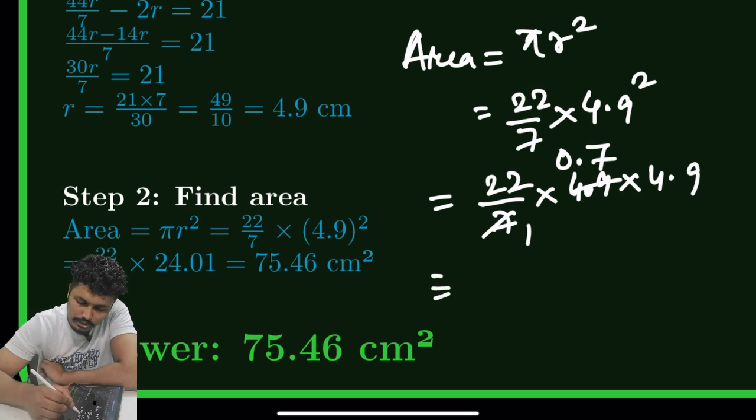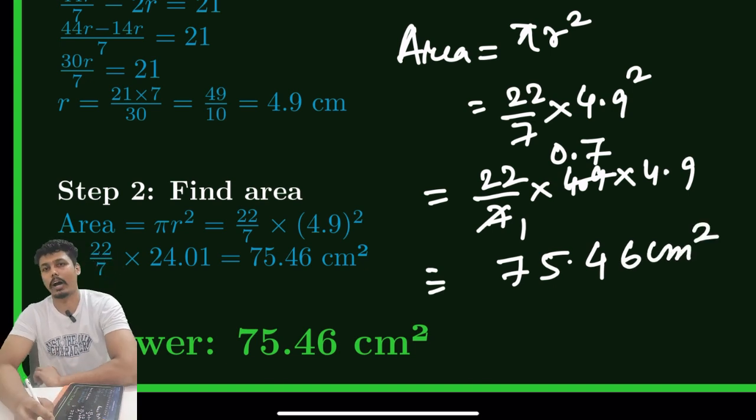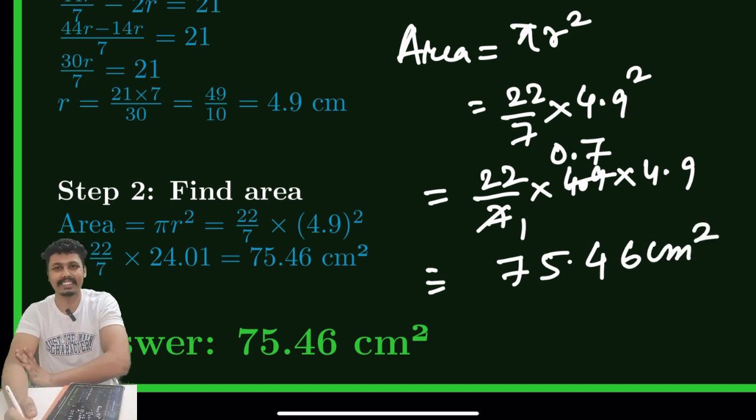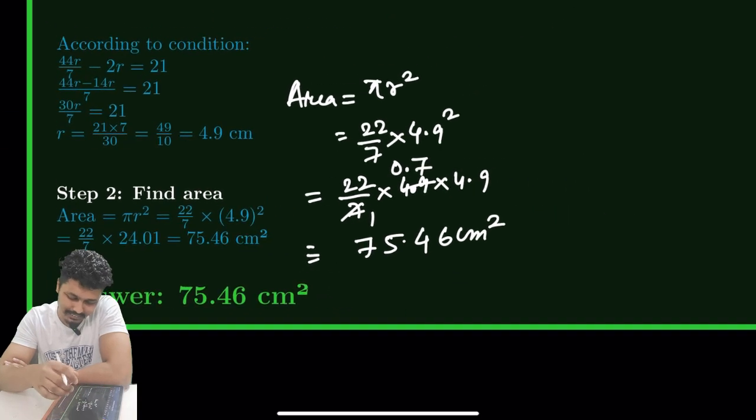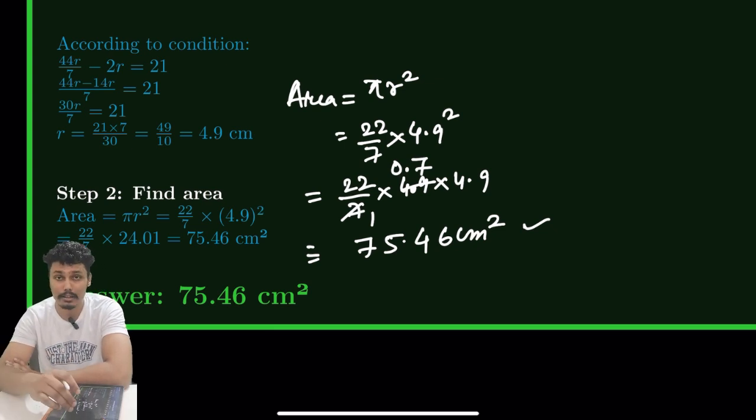Now if I multiply 4.9 into 22 and all these things, I'm supposed to get 75.46 centimeters square. I hope you understood till here. So I got the answer to be this one. If not, check it out. There may be some mistakes even. Sometimes I make some mistakes. So check it out, and if you find any mistakes, please write down in the comment below.